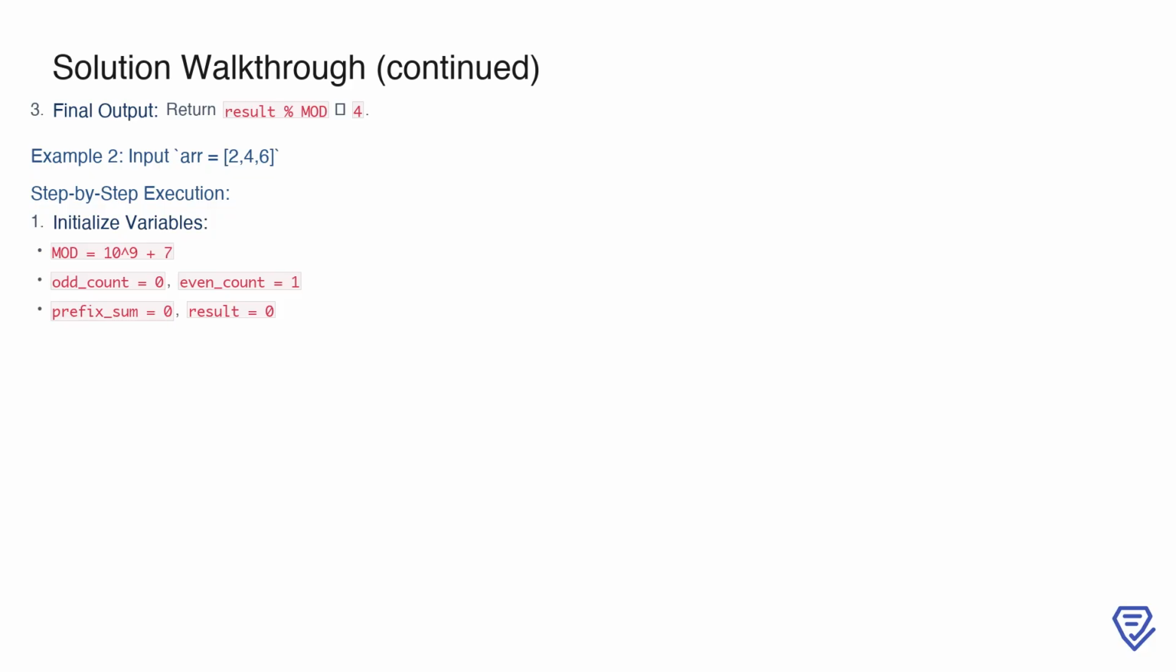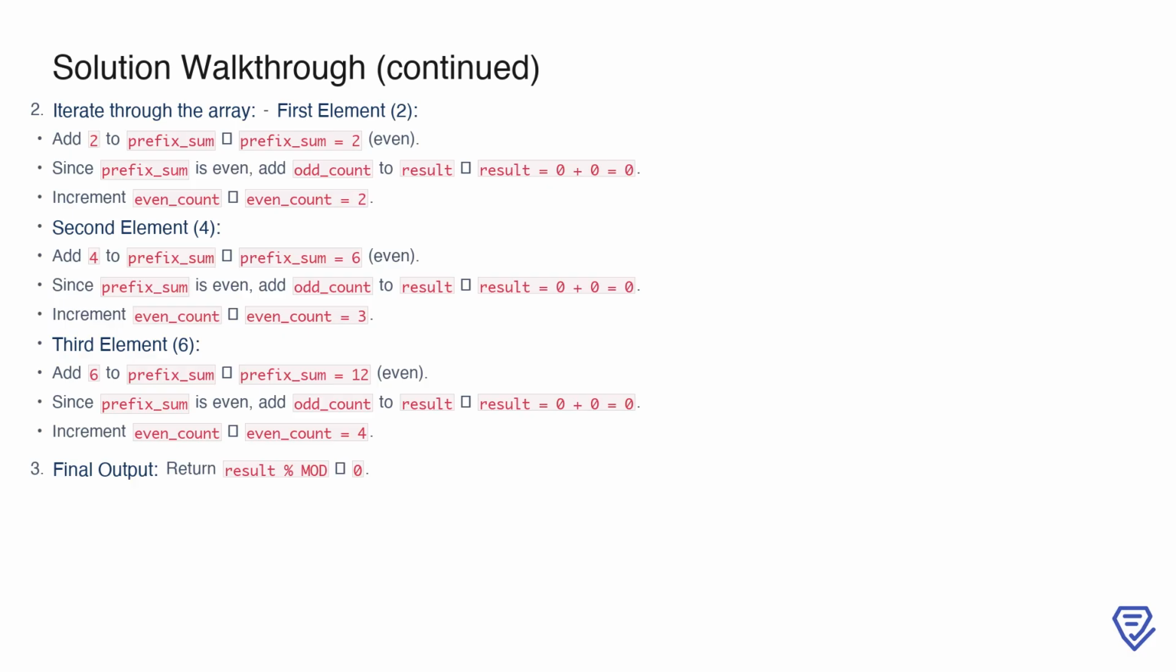prefix_sum starts at 0, and result is also set to 0. Next, we iterate through the array. For the first element, 2, we add it to prefix_sum, making it 2, which is even. Since the prefix sum is even, we add odd_count, which is 0, to the result. The result remains 0. Then, we increment even_count to 2.